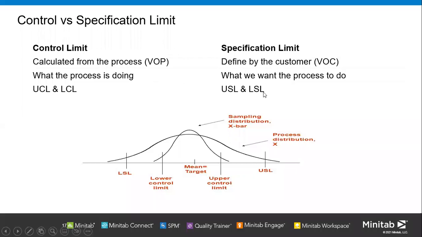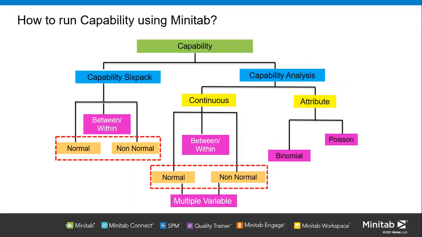Before we go further, you need to define by yourself what the control limit is and what the specification limit is, because this is important for deciding whether something is the spec limit or the control limit. I think most of us have a spec limit before we get the control limit. So this is how to run Minitab for the capability analysis.